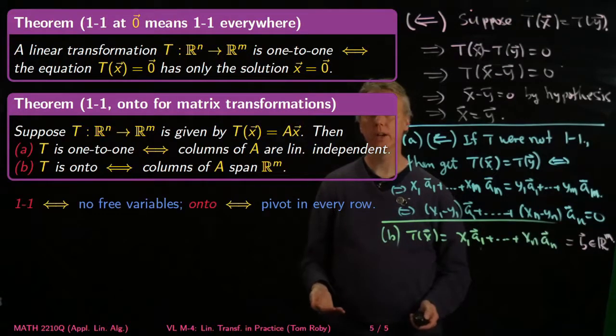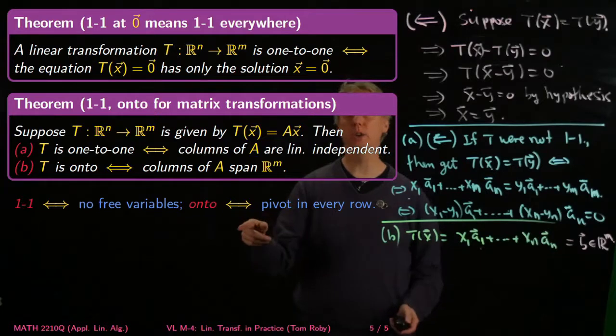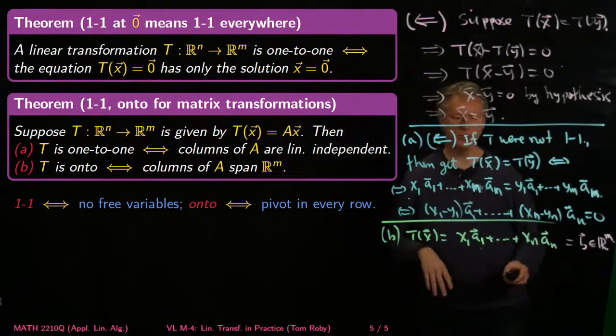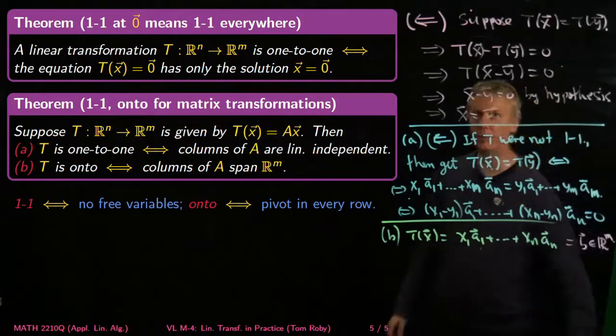Okay? So pivot in every row is the same thing as onto, and one-to-one is the same thing as no free variables. And those will be useful to us later on when we start to think about invertible matrices in a few lectures.